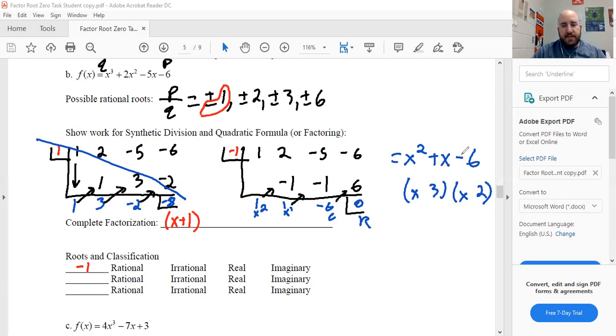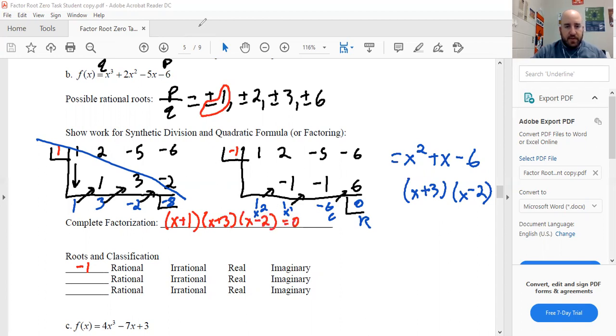So again, 6 is negative, so I know 3 and 2 are going to have opposite signs. It gives me positive 1, the invisible 1 on x, 3 minus 2 or 2 minus 3. It's going to be positive 3 minus 2. So those are my last two factors.